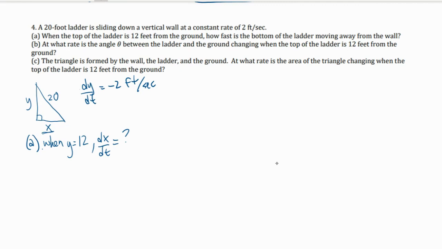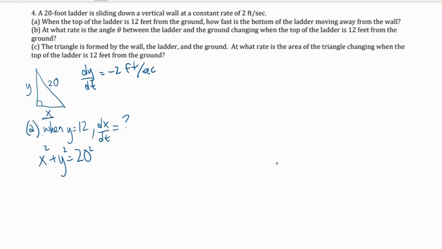So I need to come up with some sort of relationship between the variables I see. And so that's going to be x squared plus y squared is equal to 20 squared. And then I'm going to go ahead and take the derivative with respect to time. So derivative of x squared is 2x times dx/dt. The derivative of y squared is 2y times dy/dt. Use the chain rule. And the derivative of 400 is 0.